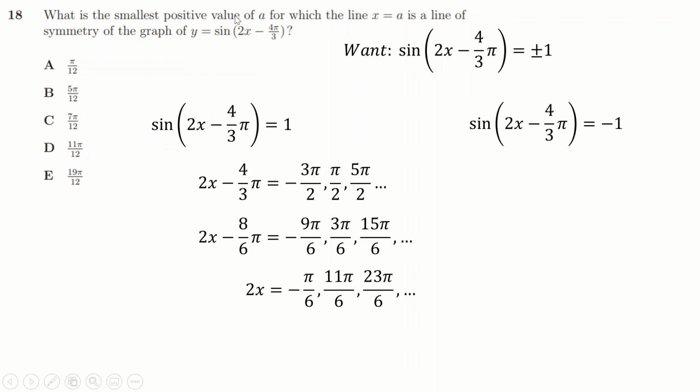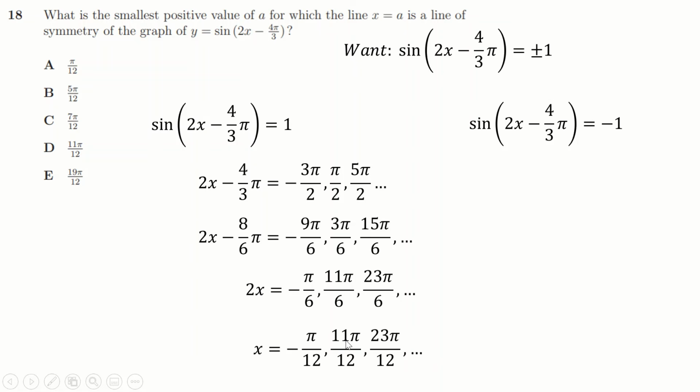Now, it wants me to have a positive value of a. That line that it wants me to put down needs to be a positive value. So what I'm saying here is that this graph is symmetrical about the line x equals minus pi over 12, but that's not positive. This is the smallest positive.